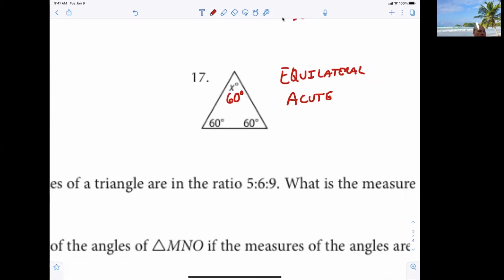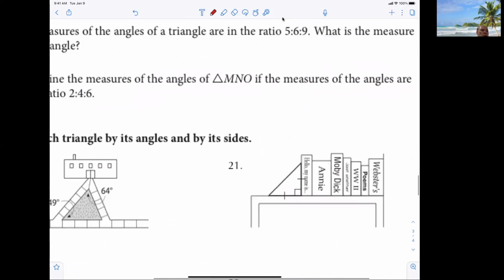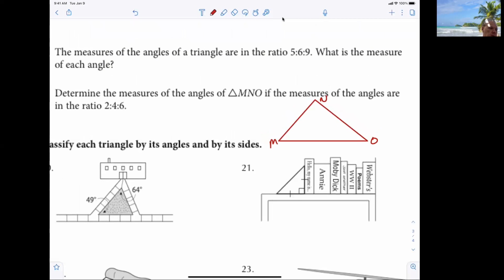All right, so the next one now, number 19 is hard. I want everybody to draw a triangle MNO. It says the angles are in a ratio of 2 to 4 to 6. Whenever somebody says something's in the ratio of 2 to 4 to 6, I want you to add an x on. So instead of saying 2 to 4 to 6, we can say 2x to 4x to 6x.